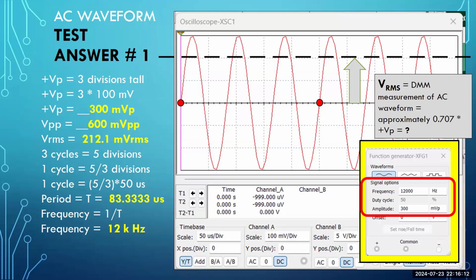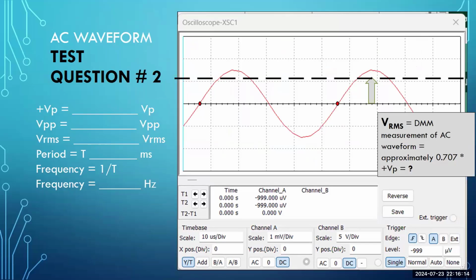All right. Test question number 2. Yeah, you knew another one was coming up. All right. So here you get to noodle this one out again. You have a waveform. You have the scale markings for time base. You have the channel A, volts per division.